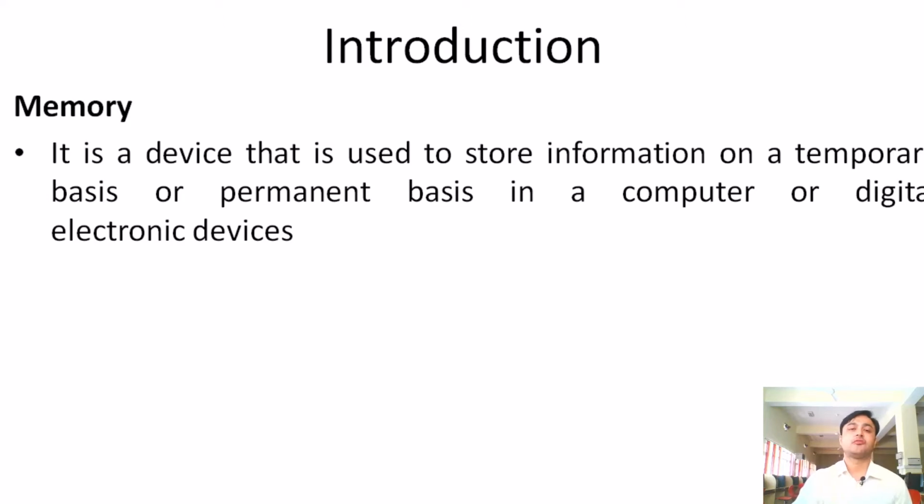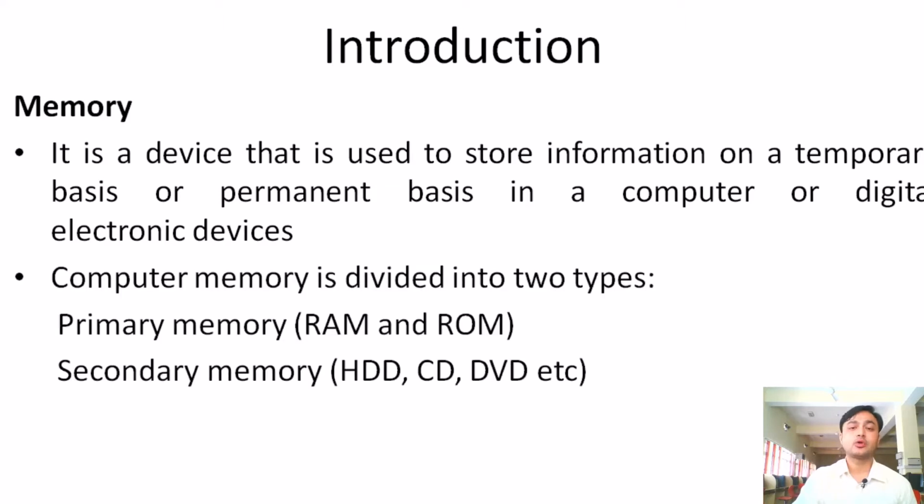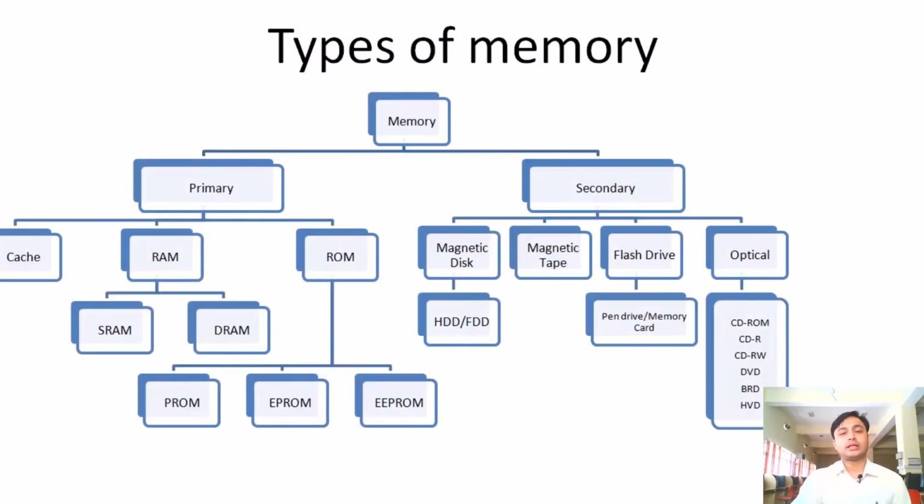Now, what is the definition of memory? The basic definition of memory is that it is a device that is used to store information on temporary or on permanent basis in a computer or in electronic devices. There are two types of memory. The first type is primary memory and the second type is secondary memory. The primary memory is RAM and ROM, and in case of secondary it is HDD, that is hard disk drive, then CD compact disc, then DVD, etc. So these are the two types of the memory, that is primary and secondary.